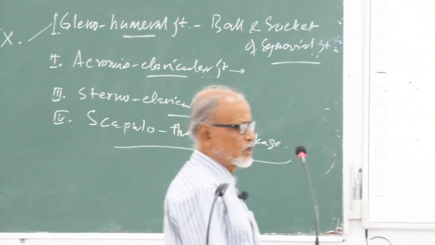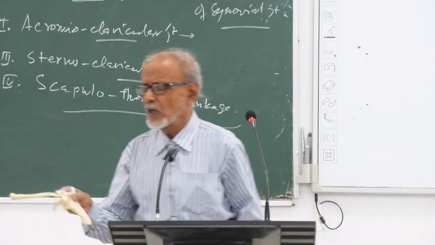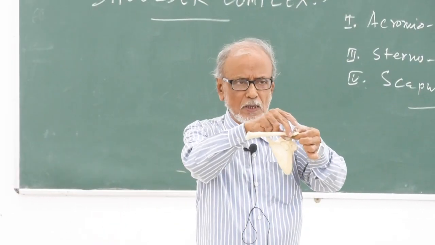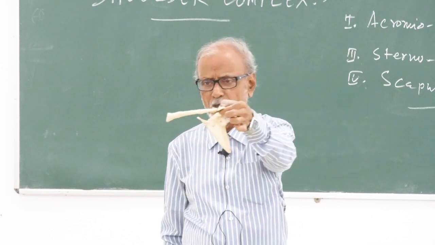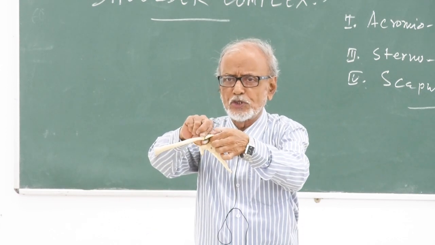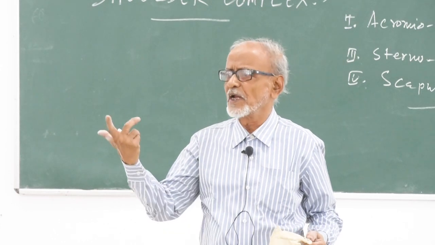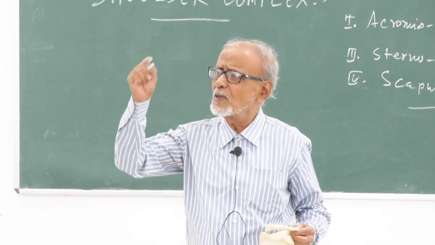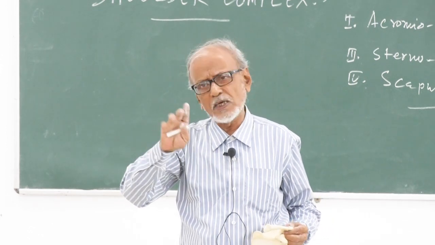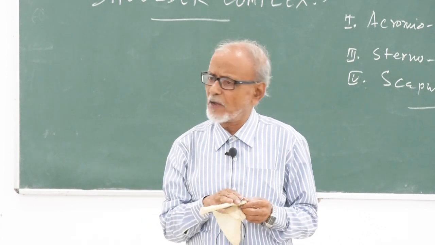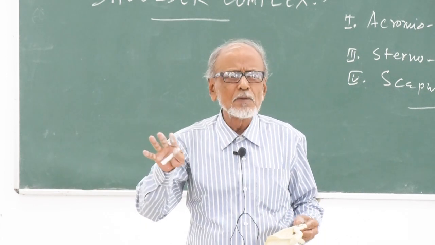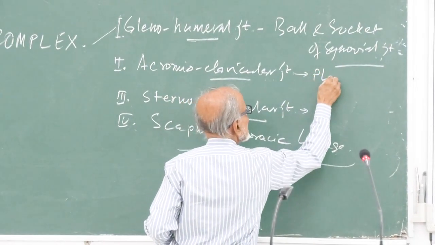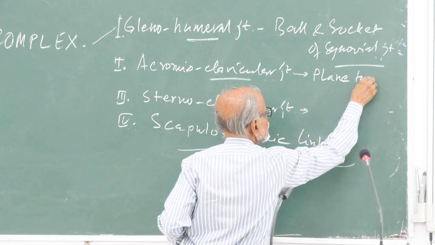This acromioclavicular joint is here, between the acromial process of the scapula and the clavicle, the lateral end or acromial end of the clavicle. The joint here is a synovial joint, of what type? Yes, a plain type of synovial joint. It is the simplest form of synovial joint that we find at the lateral end of the clavicle. Not a complex form, a plain type of synovial joint.